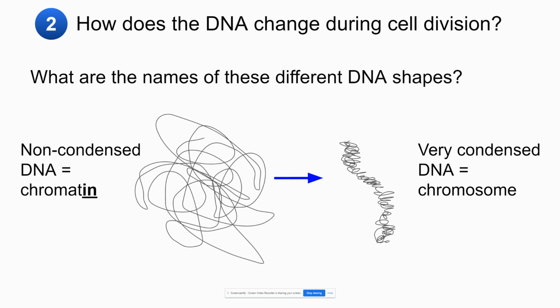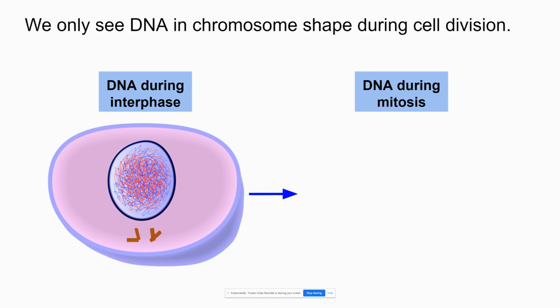Chromatin DNA is seen at all times except for when the cell is going through mitosis. The very condensed, tightly wound, smaller, and even thicker form of DNA that we see here on the right, that is the DNA shape that we only see during mitosis, and it's called a chromosome. So we only see DNA in chromosome shape during cell division.